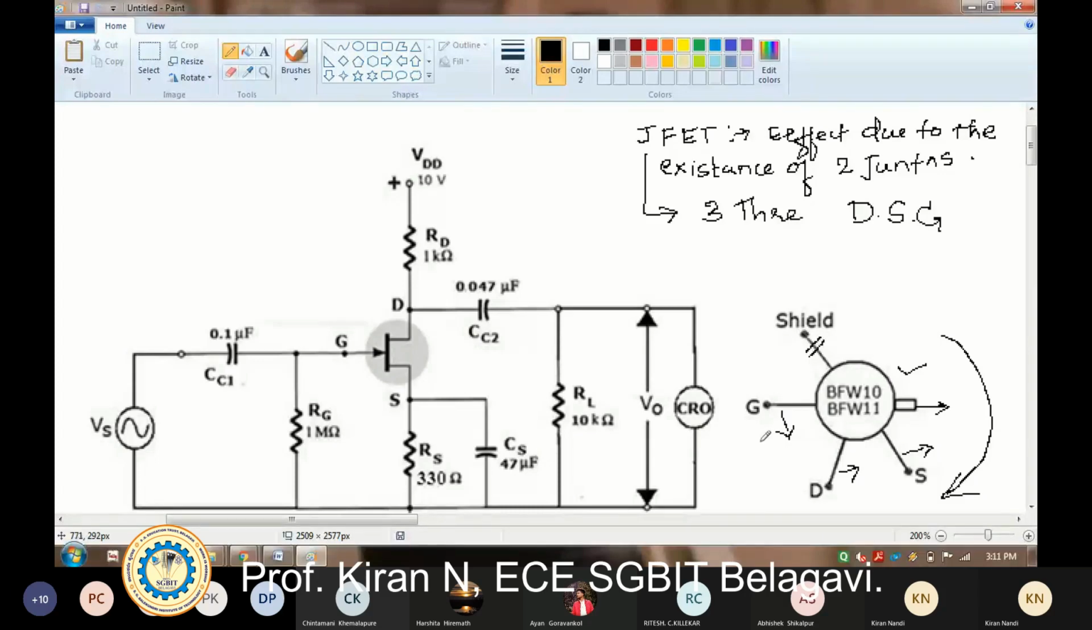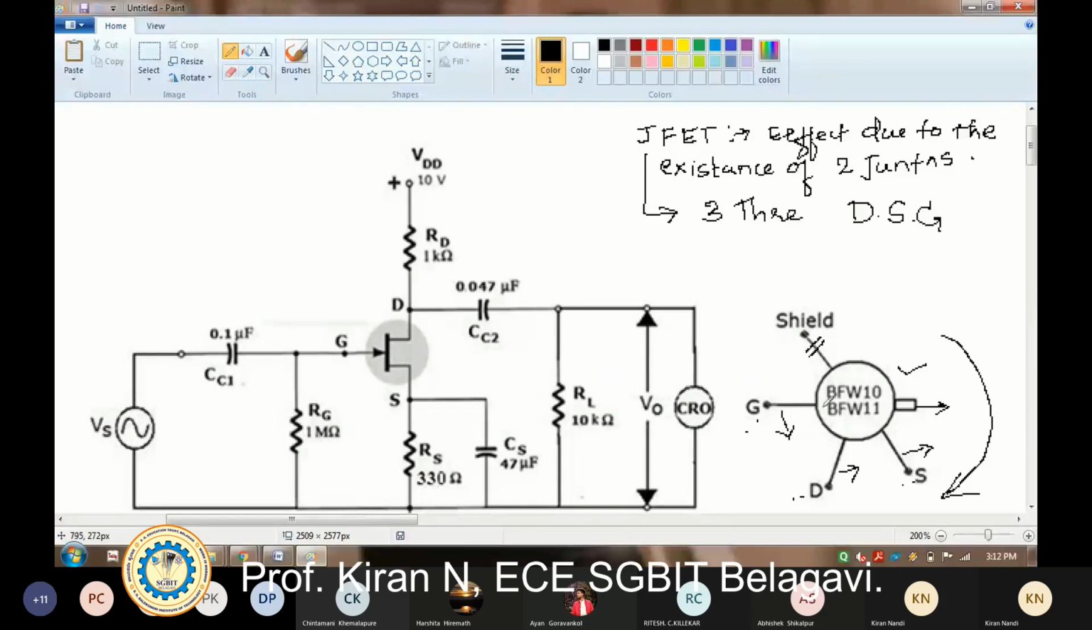Okay, so all we require here are these three terminals. What are they? Source, drain and gate. Hold the component facing towards you, see the notch, and from the notch you move clockwise. So you'll have source, drain and gate.